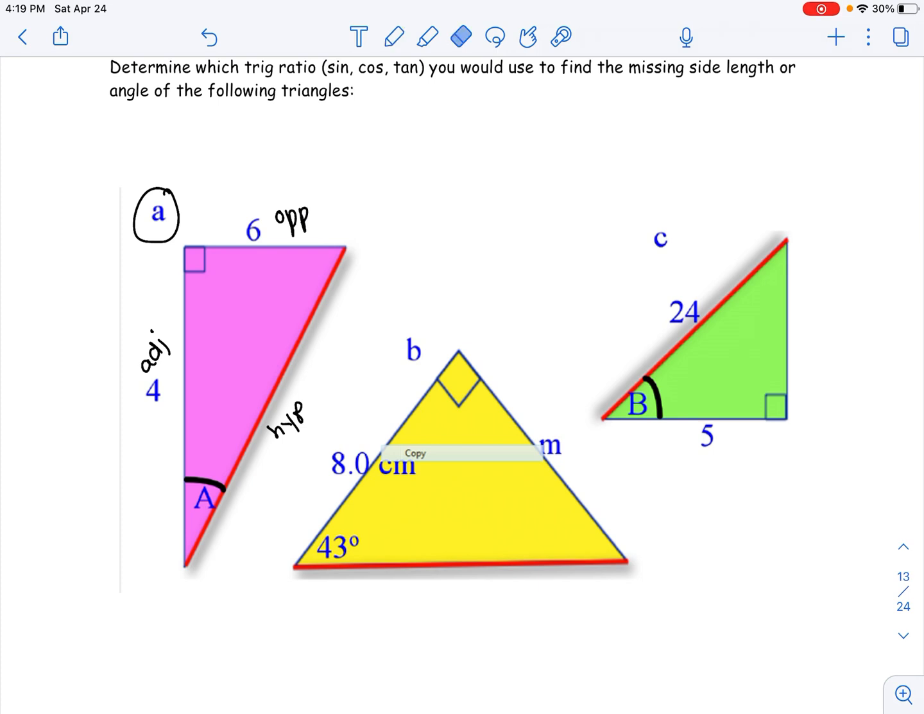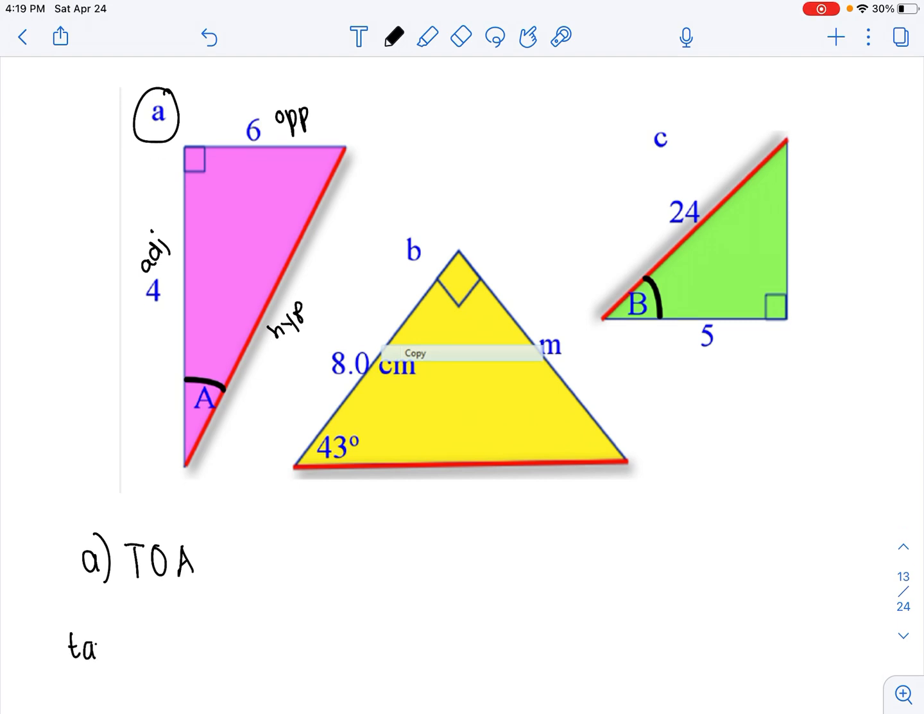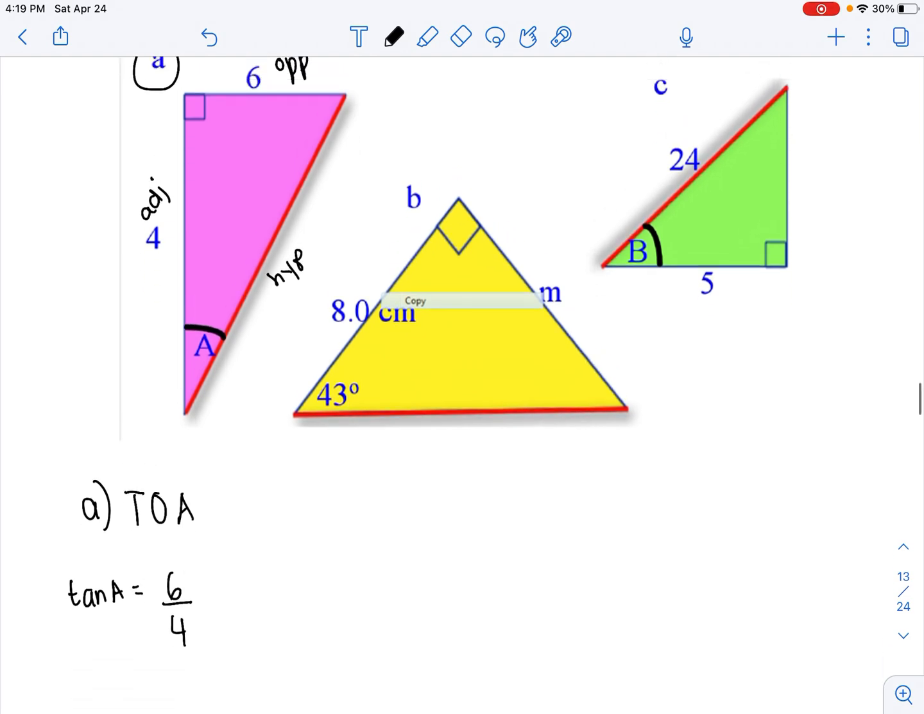So for angle A, we have opposite and adjacent, which means that we have to use TOA. Opposite and adjacent is when you use tan. Tan of A would equal our opposite side, 6, over our adjacent side, 4. So we would use that to solve for the angle A. Let's go on to B.